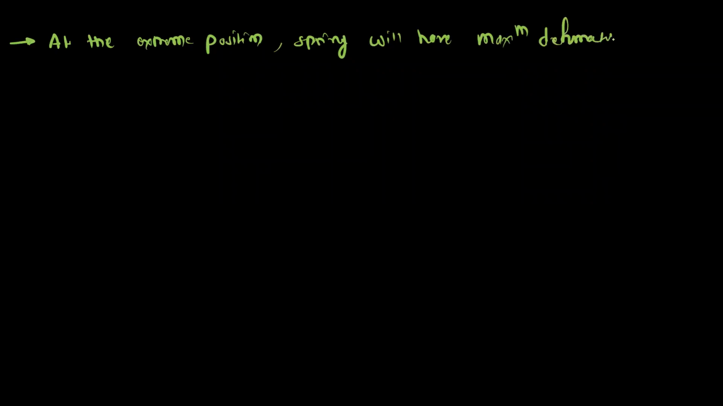So at the extreme position, this spring will have maximum deformation. This maximum deformation, which is x max, is equal to plus or minus A, because the general equation is x equals A sine omega t.